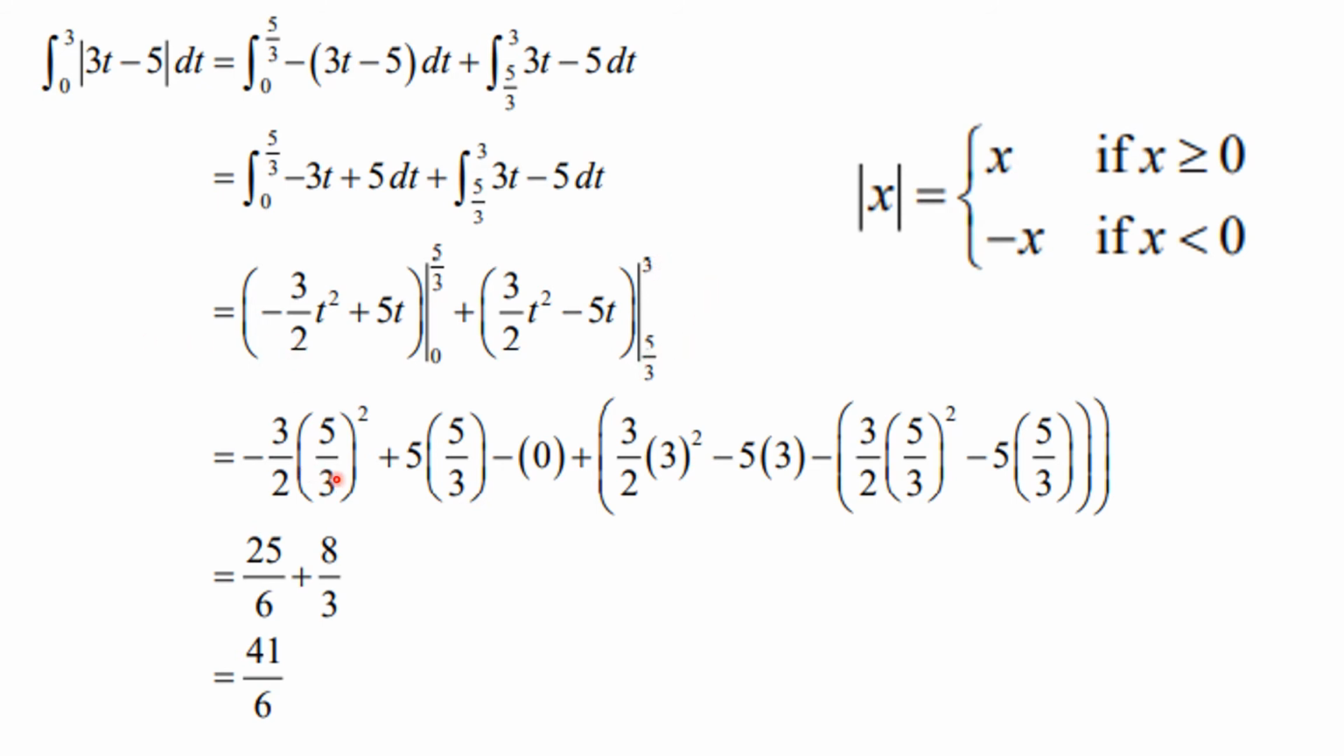So the first one, I'm going to plug in 5 over 3. And I'm going to subtract. This minus sign I'm showing you is the minus sign from the fundamental theorem of calculus. I plug in 0 and I have 0. So that completes the calculation for this one.